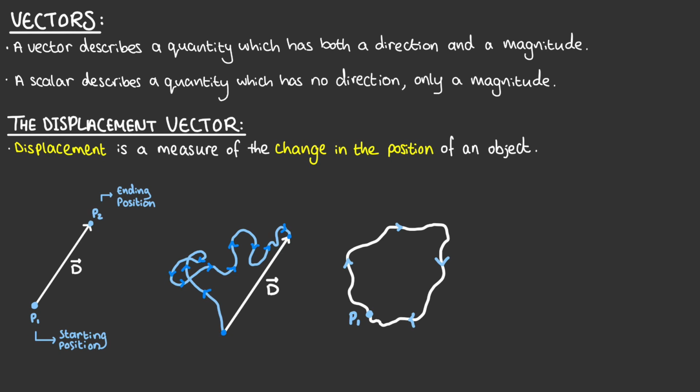So consider this. What if you started at the point P1 and travelled in a circular-like path and ended up at the same point? What would your distance be, and what would the displacement vector be? Well, the distance would be the entire distance that you travelled across the whole path, whereas your displacement vector would be 0, because remember that the displacement vector points from the starting position to the ending position. And if your ending position is your starting position, then the displacement vector will be equal to 0.